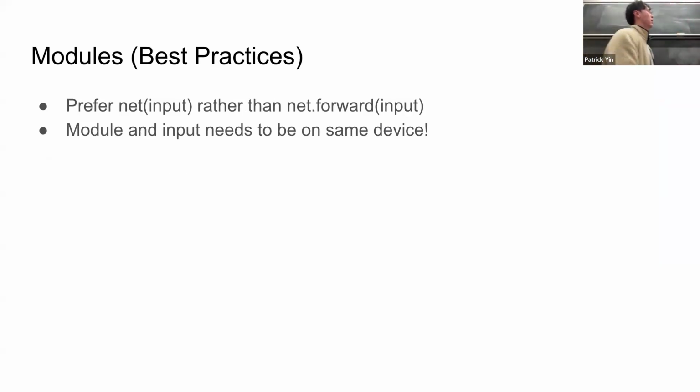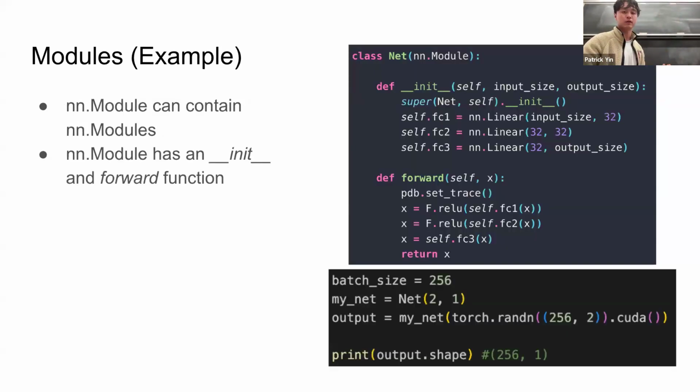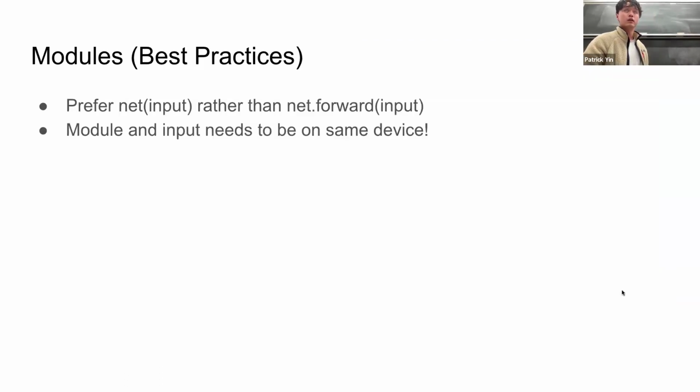And then the other thing is the module and the input need to be on the same device. If the module is on a GPU and the input is on CPU, that's going to create the same error that we talked about before. So in this case, you can see we do .cuda here, so we're specifically making sure that it's on GPU as well. Cool.